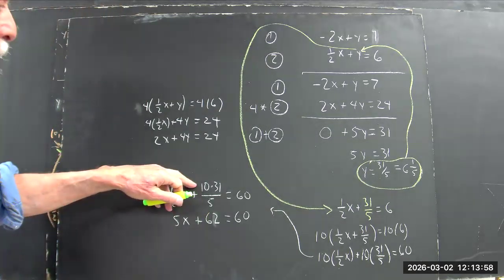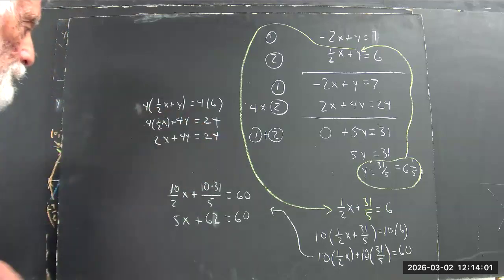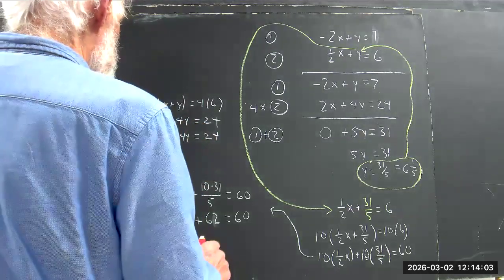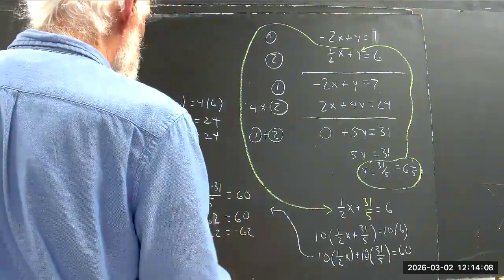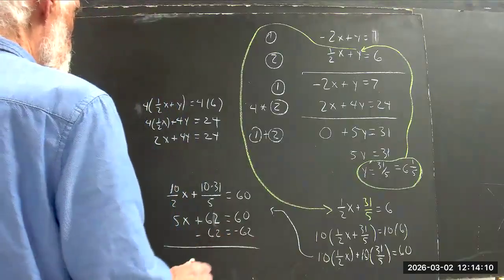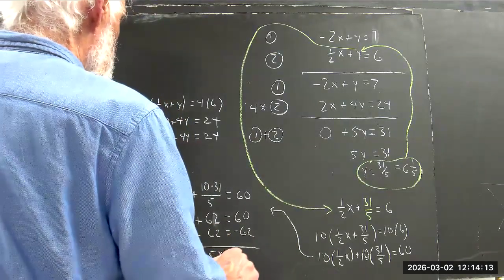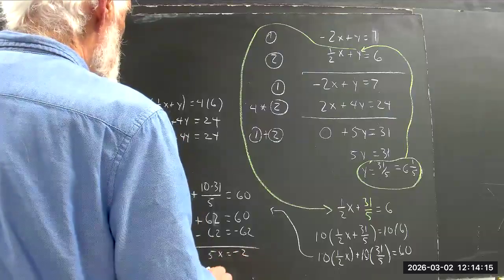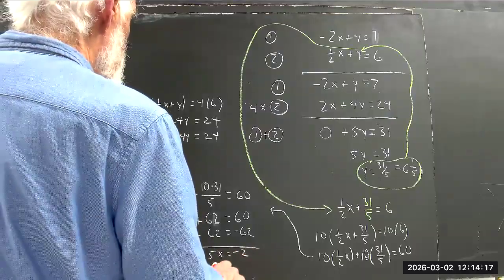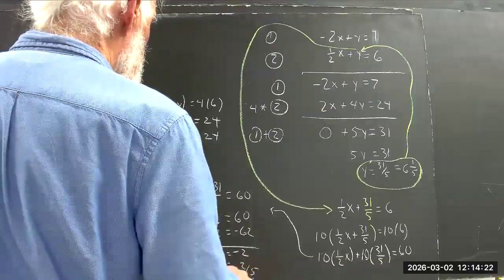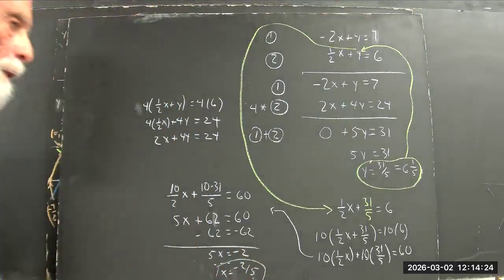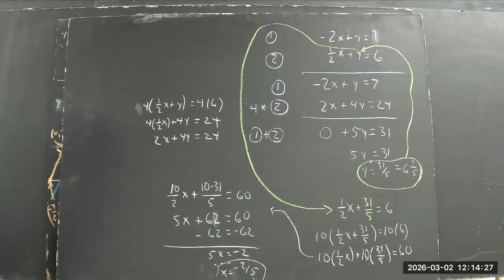5 goes into 10 twice. 2 times 31 is 62. Then we solve. I'll write out the steps. Add negative 62 equals negative 62 to that equation. We get 5x equals negative 2. Divide both sides by 5. And you get x equals negative 2/5, which is also familiar. Okay.